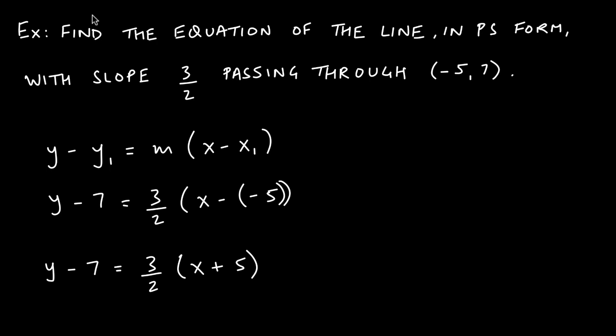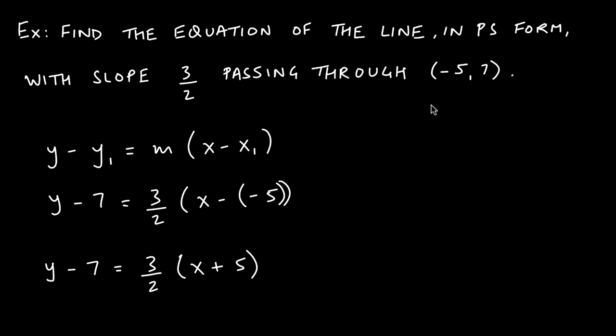So let's take a look at another example. Let's say the question says to find the equation of the line in point-slope form with this slope that passes through this point. This is an exceptionally simple question. All we have to do is just write down the equation we're starting with, y minus y1 equals m times the quantity x minus x1.